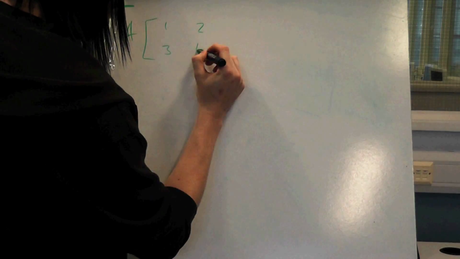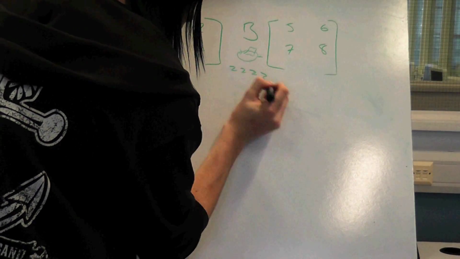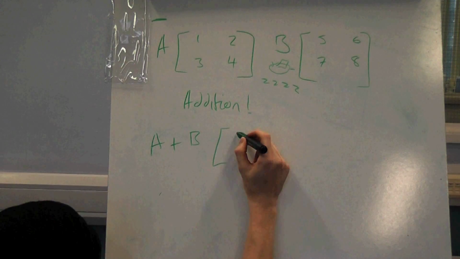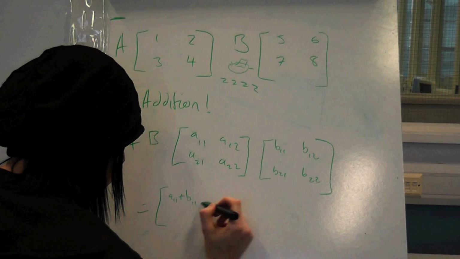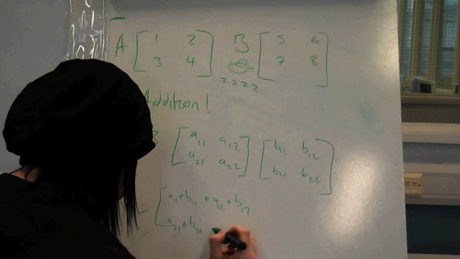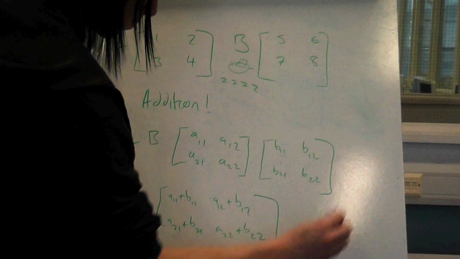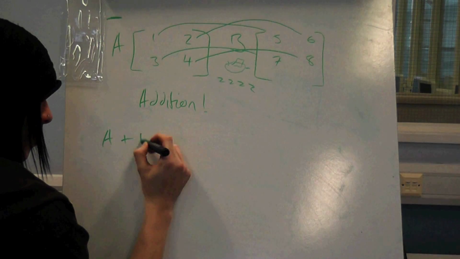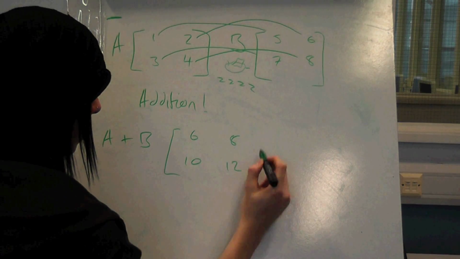We are going to work with these two example matrices, A, which has 1, 2, 3, 4, and B, which has 5, 6, 7, 8. Addition of matrices is really easy. You just add up the corresponding values in each matrix to give you your answer. So using algebra, just add up A11 with B11 and so on for each entry. Using our test matrices at the top, we just add up the values. So 1 plus 5 is 6, 2 plus 6 is 8, and so on, giving us our answer.